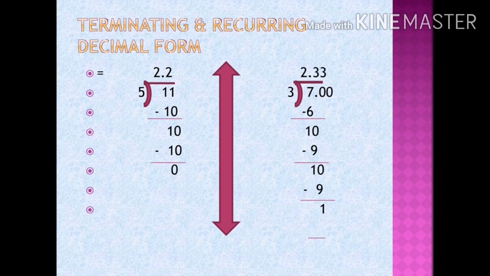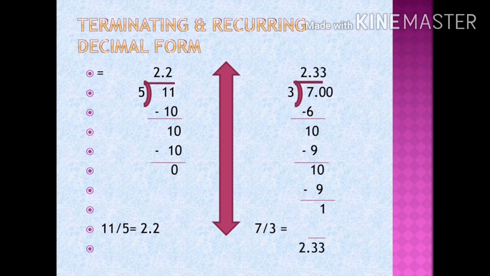Second example, 7 divided by 3. 3 twos are 6. 7 minus 6 is equal to 1. A decimal point is put in the quotient. Then 10, 3 threes are 9. 10 minus 9 is equal to 1. Again we put 0. The decimal point is already placed. So 3 threes are 9. 10 minus 9 is equal to 1.